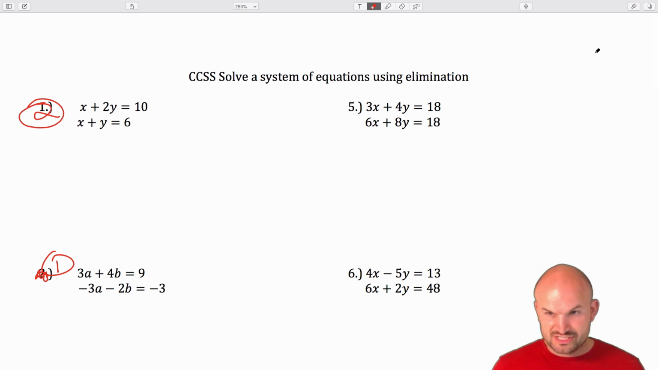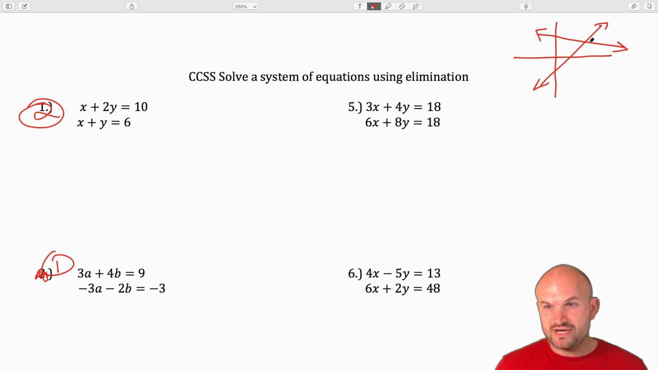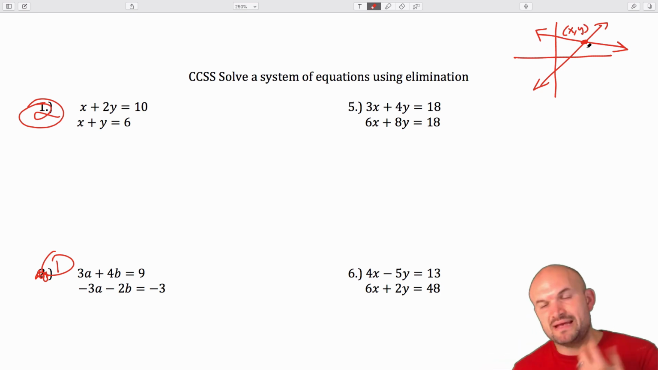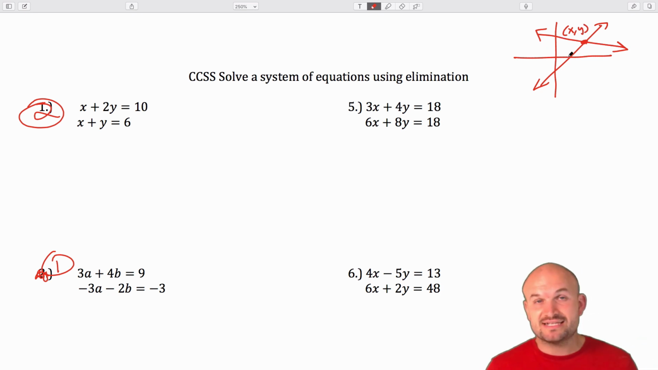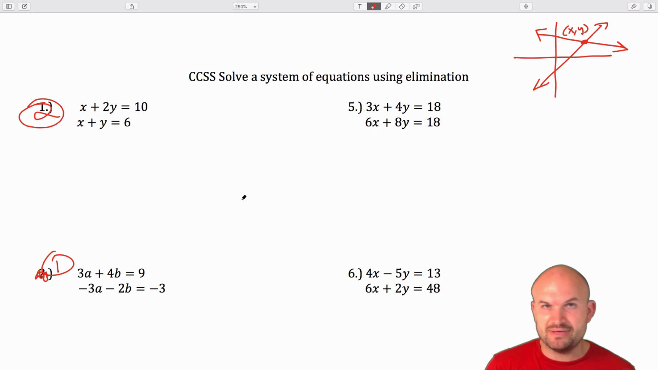And again, just to visually look at this real quick, if we're looking at a graph, when we graph these 2 lines, we're looking for that intersection point, that x, y. That is what we're calling the solution, because whatever x, y point that is where those graphs intersect, that is going to make both of those equations true. And for these, in the first example, I'll plug them in, and therefore you can see how that works.